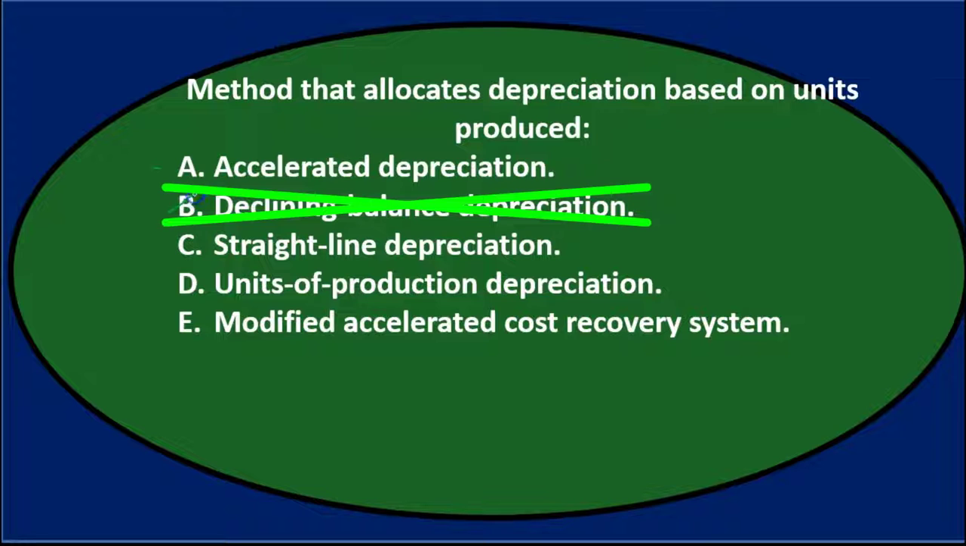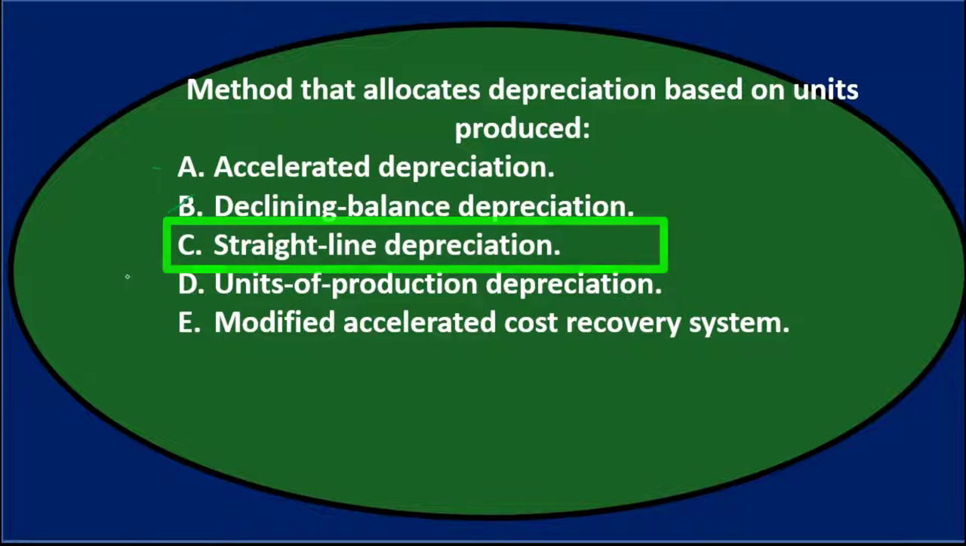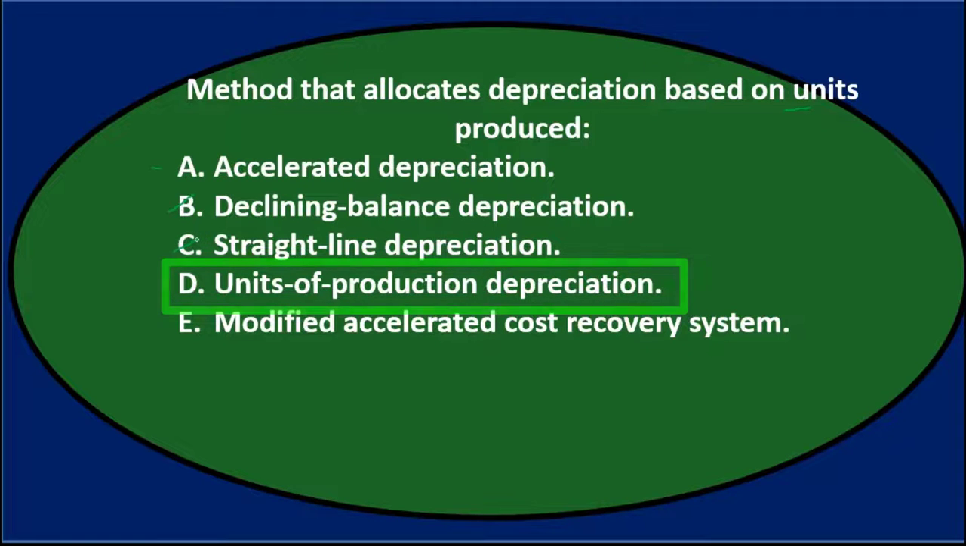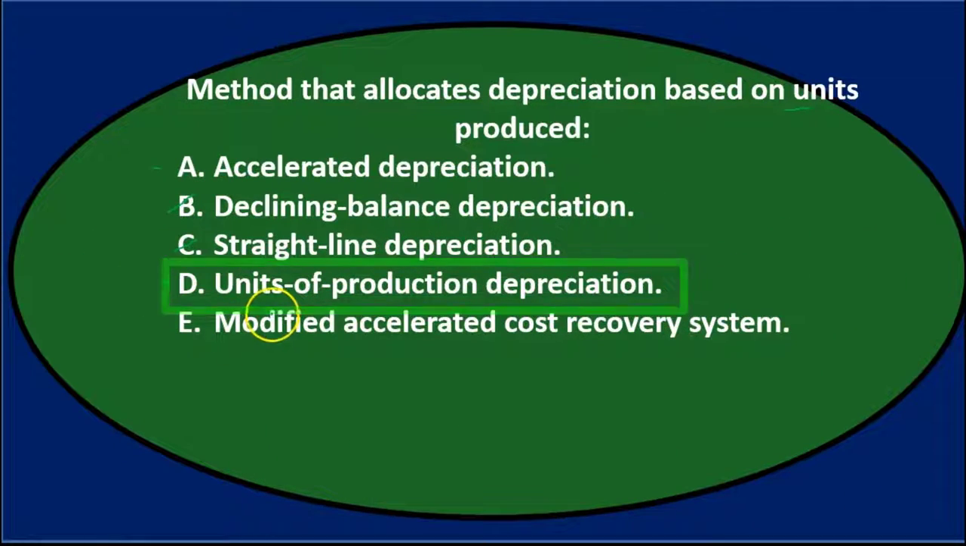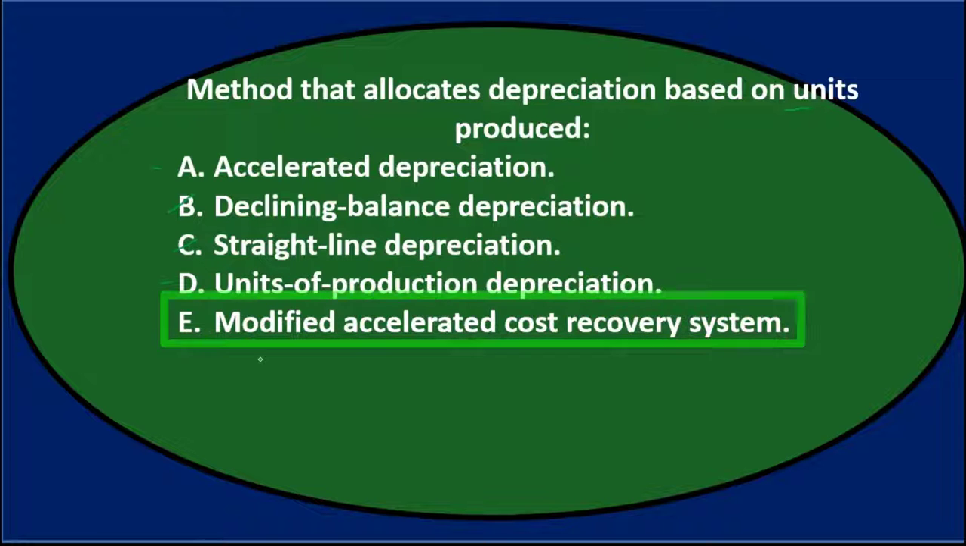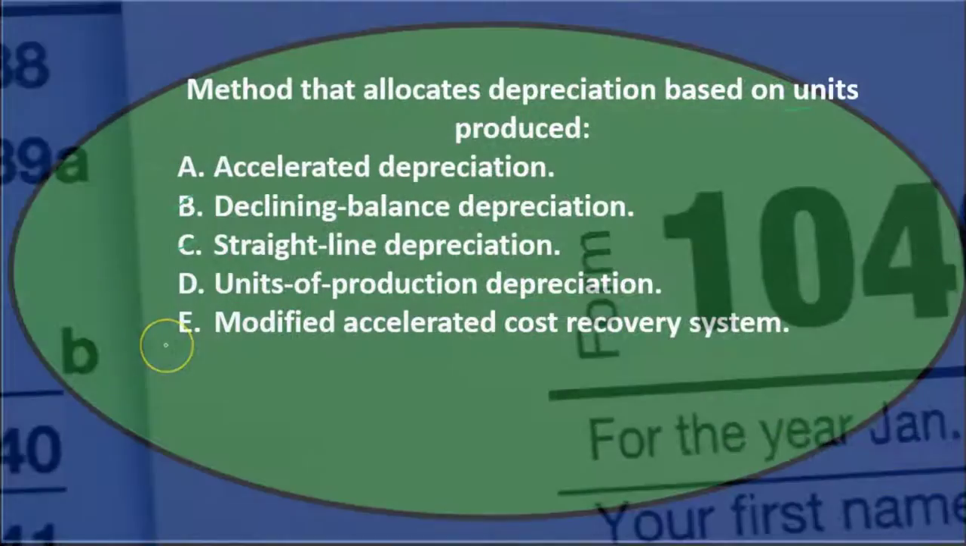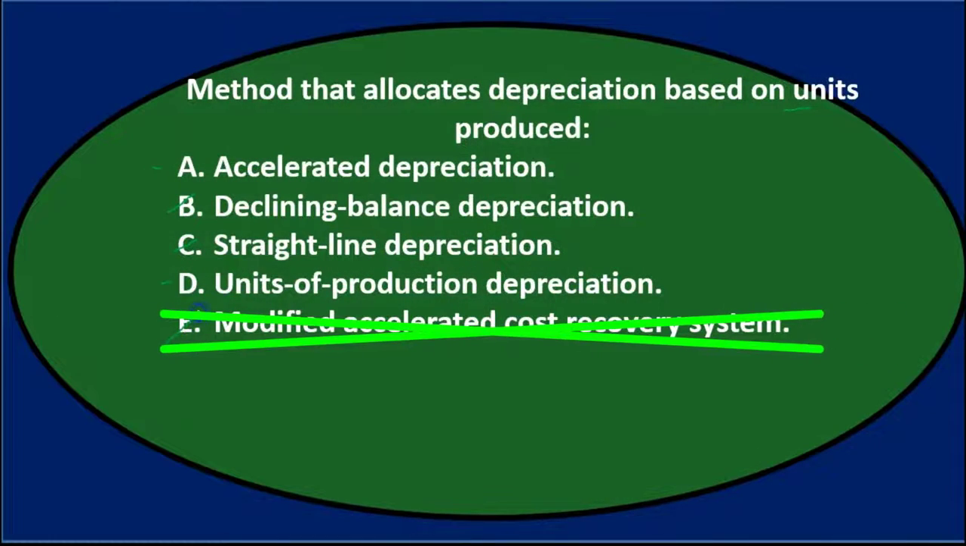So not typically B. C says straight line depreciation. And again, the key here is units. We're not going to be using units with straight line. We'll be using time. And then D says units of production depreciation. And if that's a real method, which I think it is, then it sounds pretty good because we're using units in the name, of course, as the thing that we're going to be using in order to allocate depreciation. So that seems most appropriate so far. E says modified accelerated cost recovery system. That's going to be something that typically will be used in the tax code. But again, it usually uses time, not units.